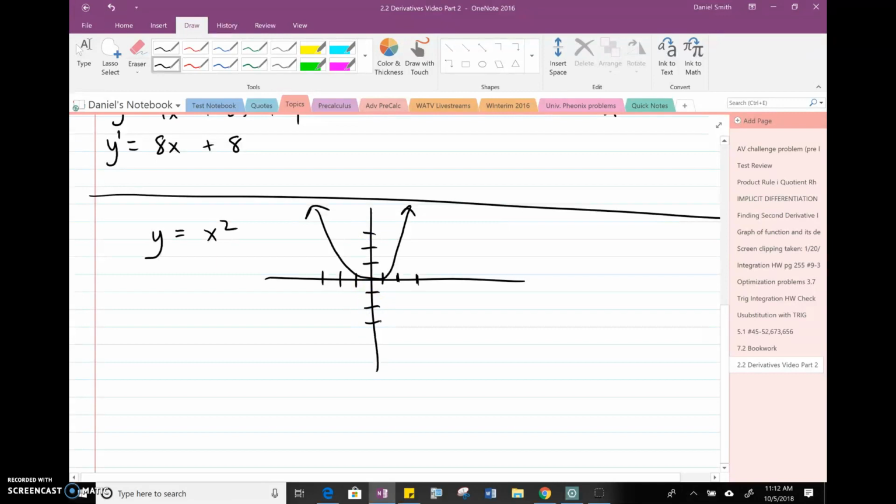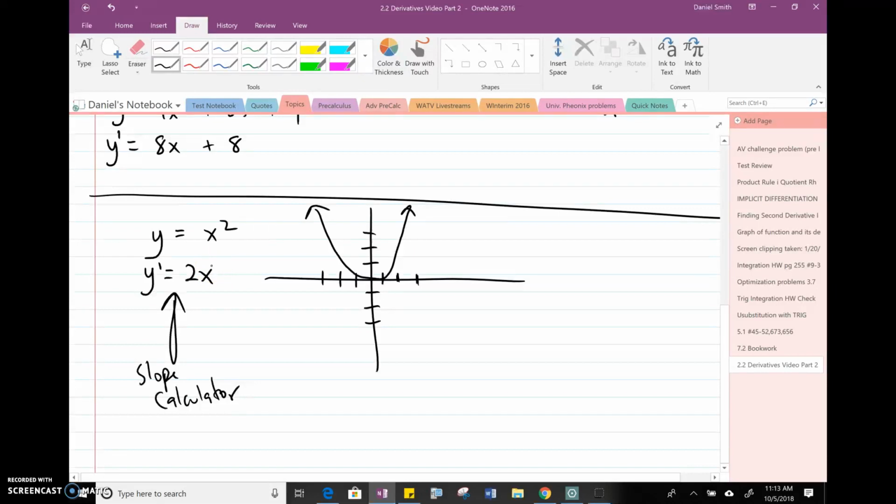So that's the function. So then what would the derivative help us do? The derivative is also a function. The derivative of this would be 2x. And what I sometimes like to call the derivative is the slope calculator. When we plug things into the derivative, it will give us slopes.